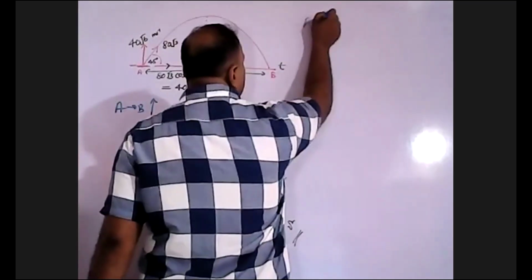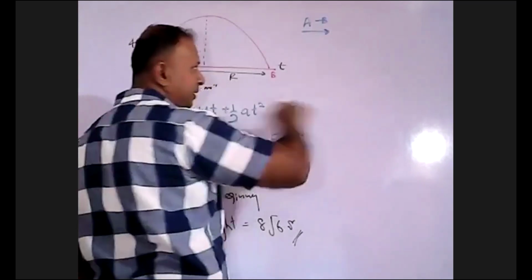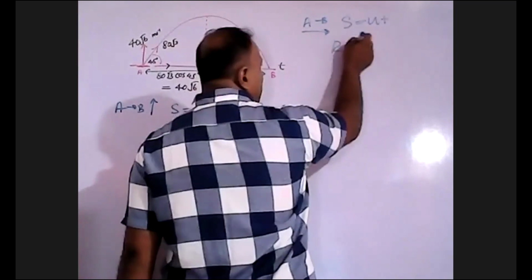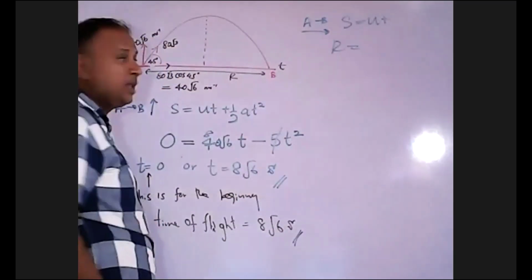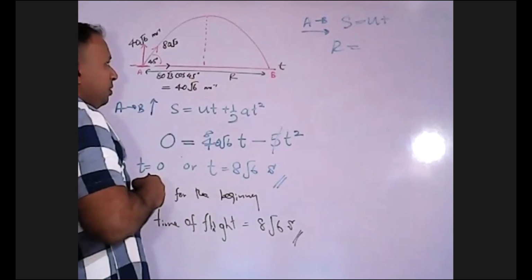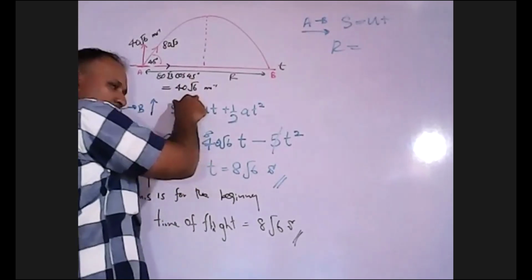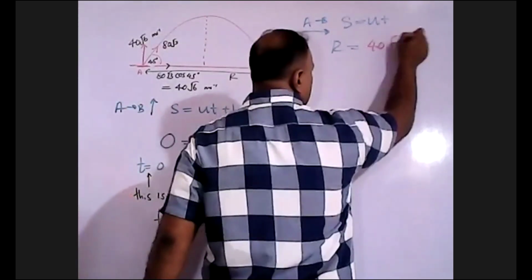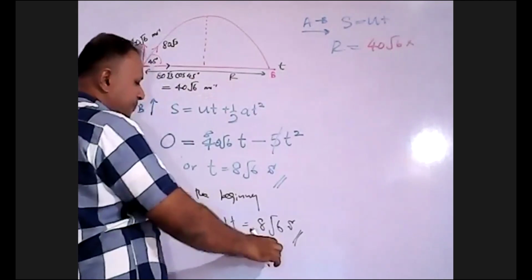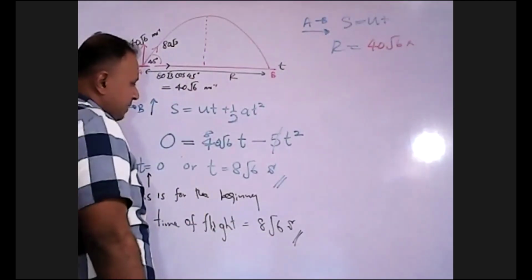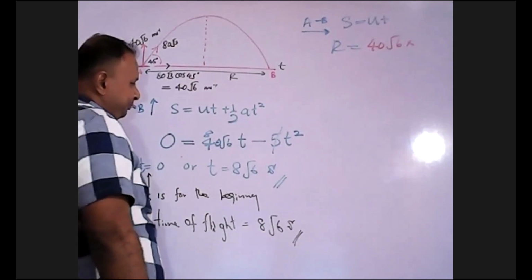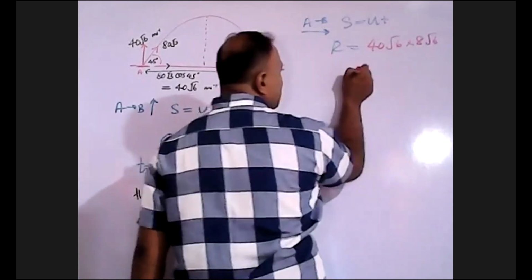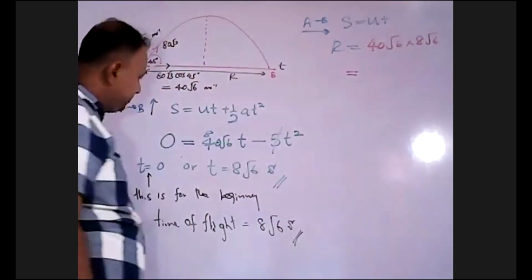From A to B, you can apply in the horizontal direction S equals ut. S means the horizontal range. You know the value of u, it is equal to 40 times root 6, and time is equal to 8 times root 6. Therefore, this is equal to the range.